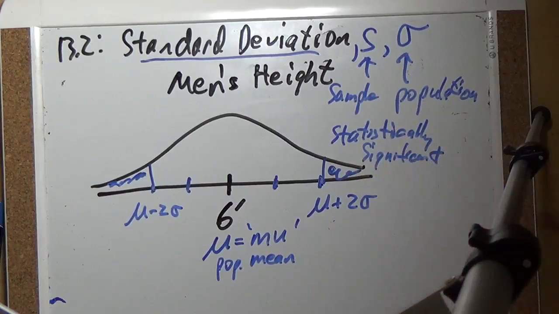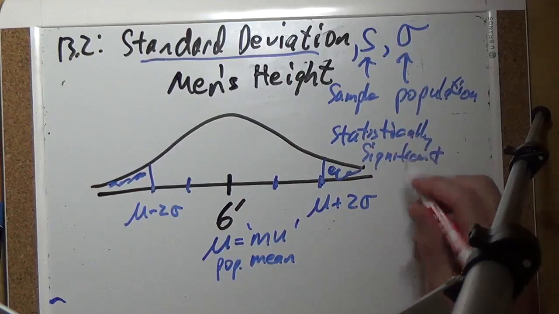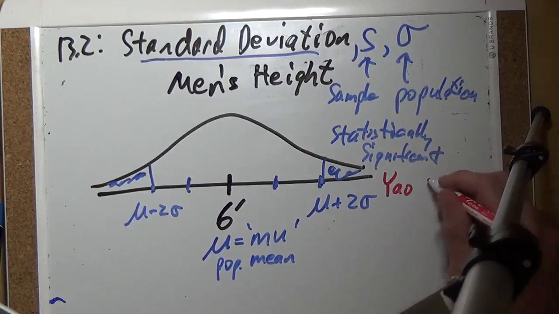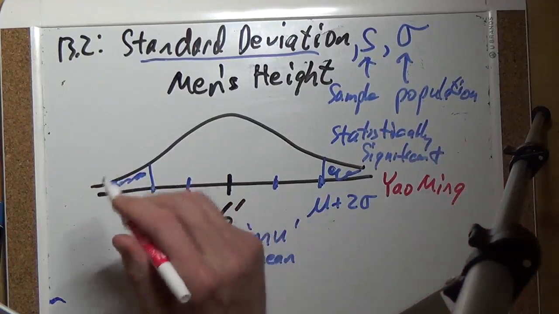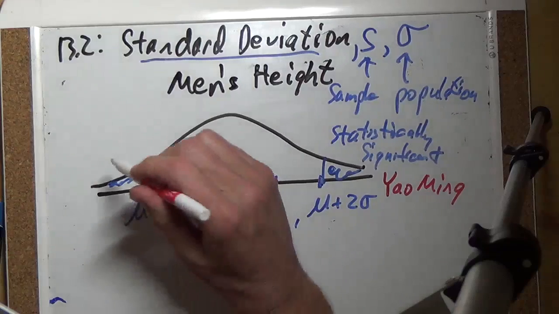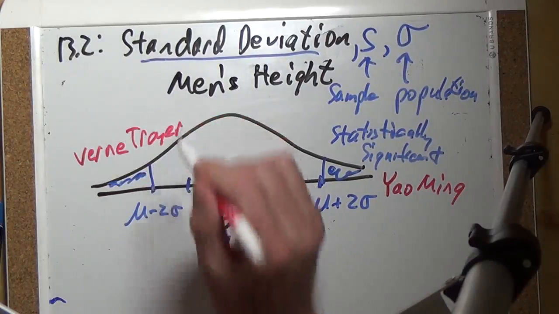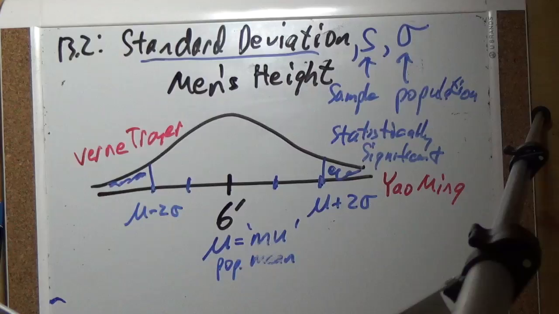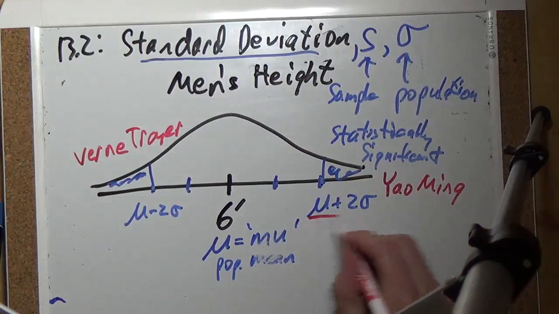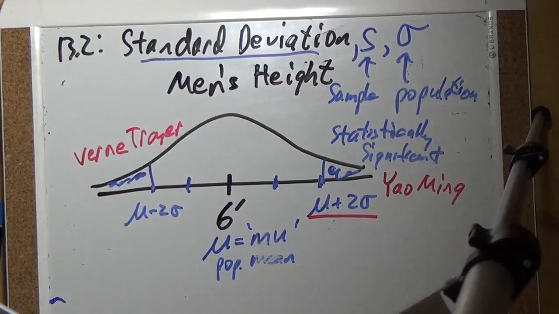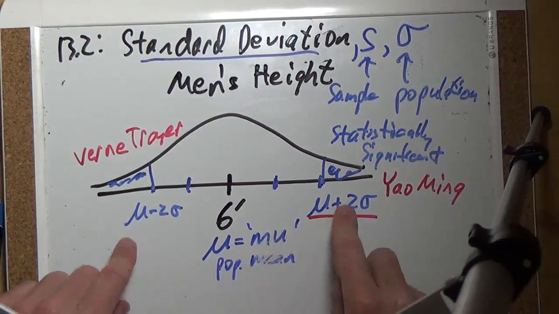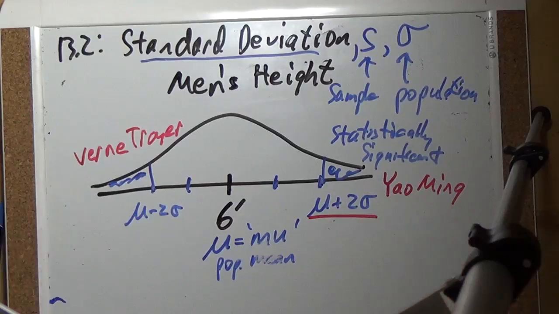So I'm going to give you two names to look up. So out here are the really tall people. Look up Yao Ming, Google him. And over here are the short men. Google Vern Troyer. You'll see pictures of them together, and you can see what I mean about statistically significant being more than 2 standard deviations away. So we tie the mean to standard deviations, and it allows us to start doing some really interesting statistics. That's it.